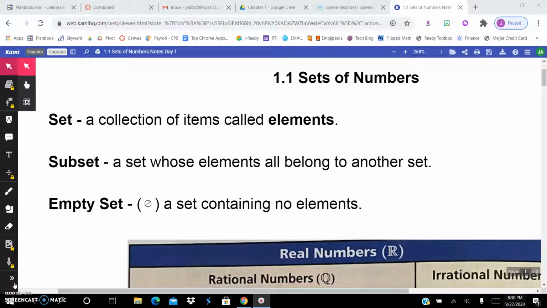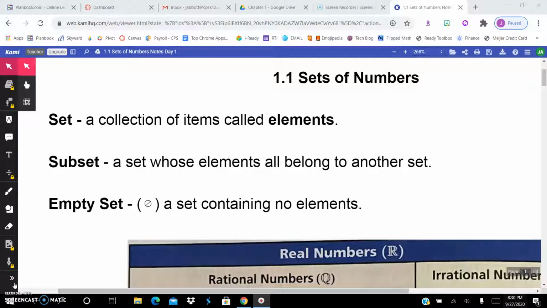Today we are going to be talking about sets of numbers. A set is a collection of items called elements. So the set is the whole thing, and what is inside of it is called an element. A subset is a set whose elements all belong to another set, and we'll be looking at subsets when we look at the real number charts in just a second.